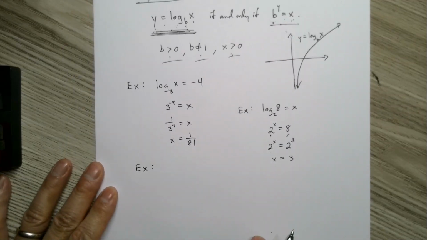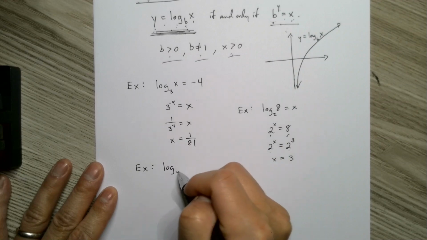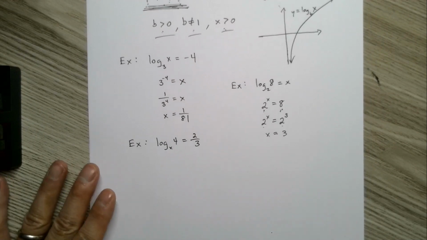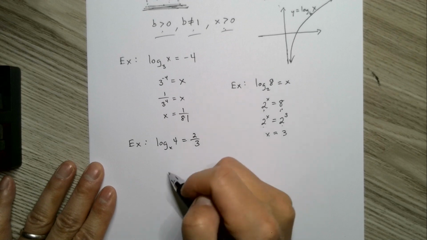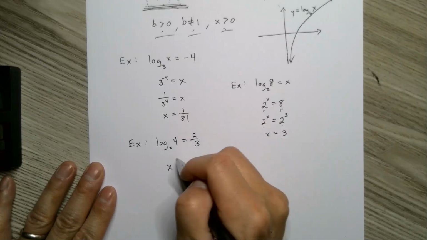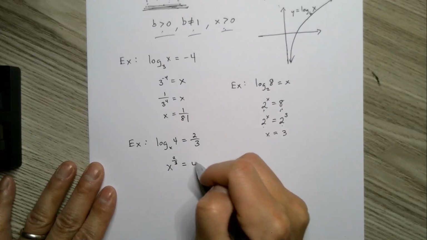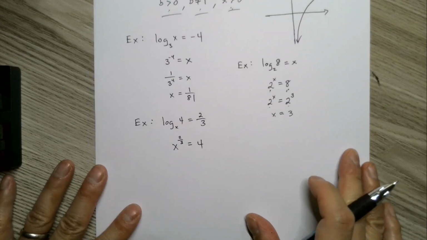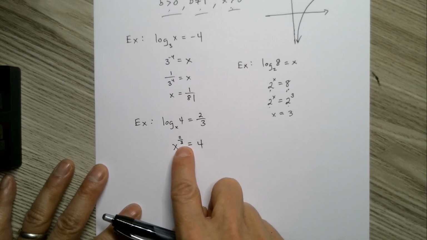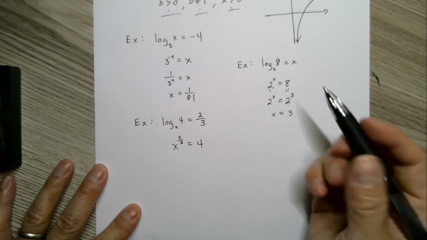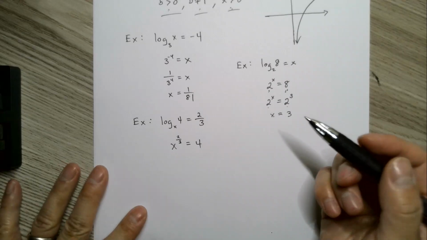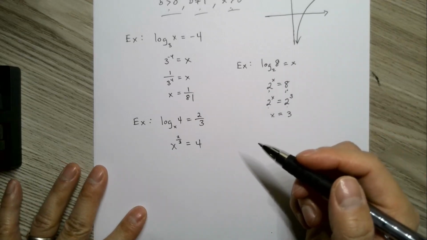Here's a third example. This time the base is the unknown. So the base x, when raised to the 2/3 power, gives 4. We want to isolate x. However, x has an exponent, so we would like to get rid of the exponent. I'm going to do this in 2 steps. So first I'm going to raise both sides to the 3rd power.